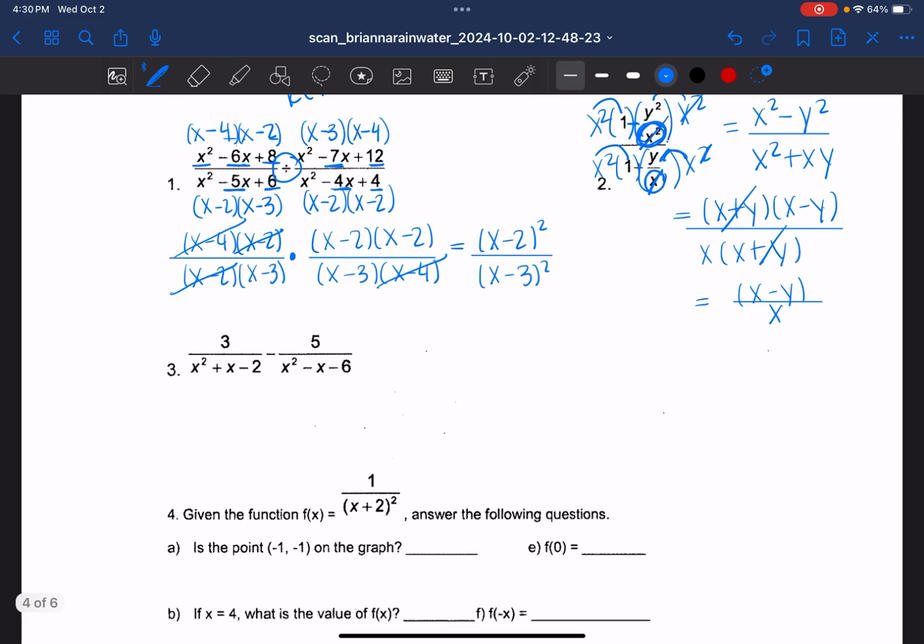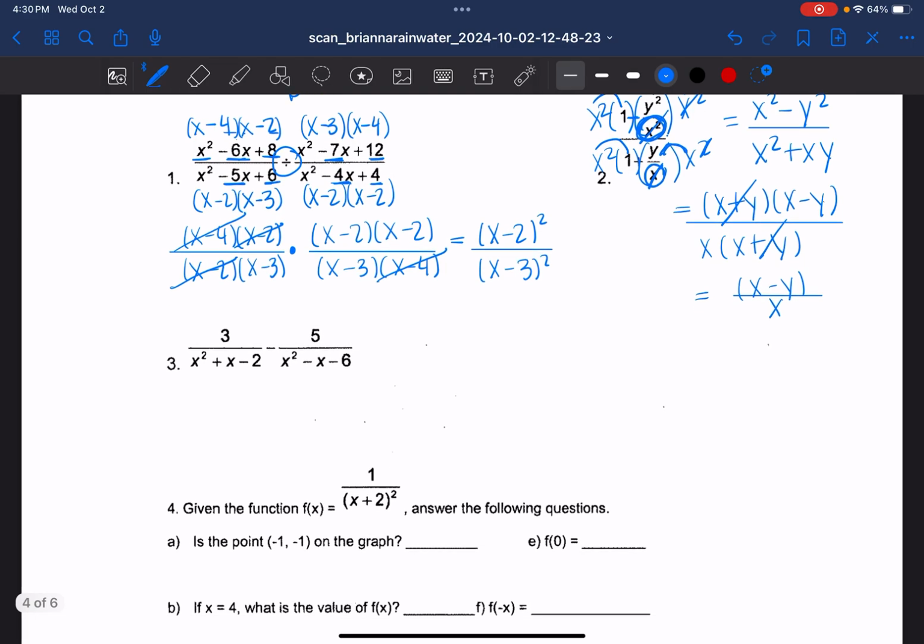For number 3, again, I'm going to need a common denominator because I am subtracting two fractions. So the first thing I'm going to do is factor these to see what they are. So I asked myself, what multiplies to give me -2, adds to give me a +1 here. That's going to be a +2 and a -1. Here I ask what multiplies to give me -6, adds to give me -1. That would be x minus 3 and x plus 2.